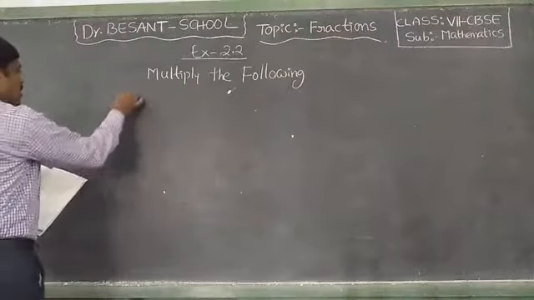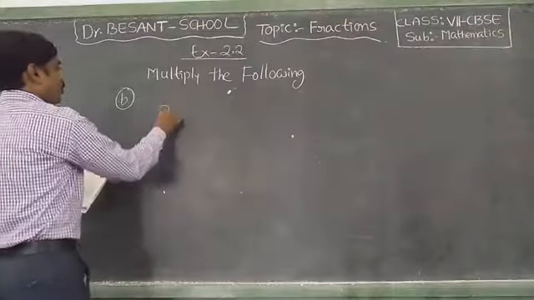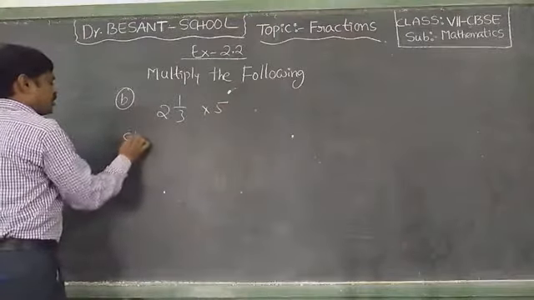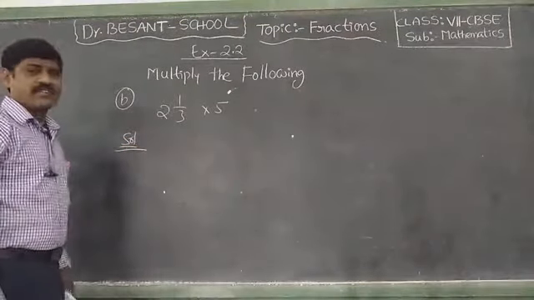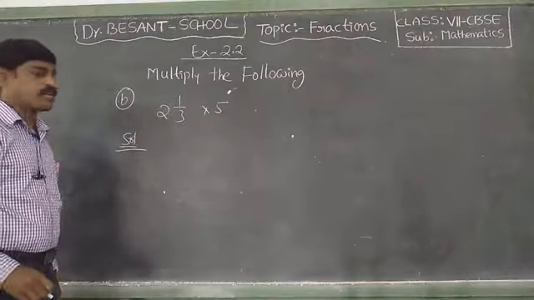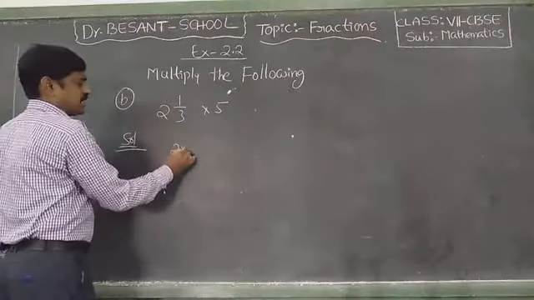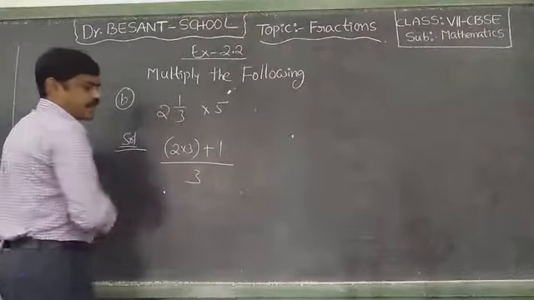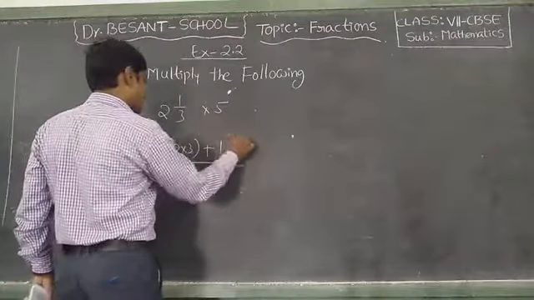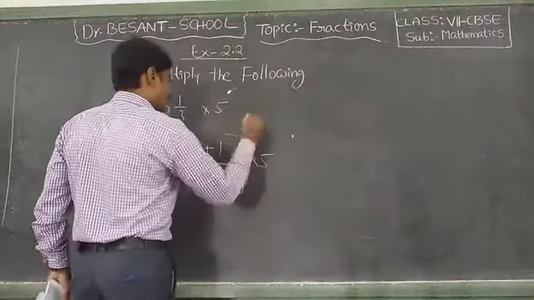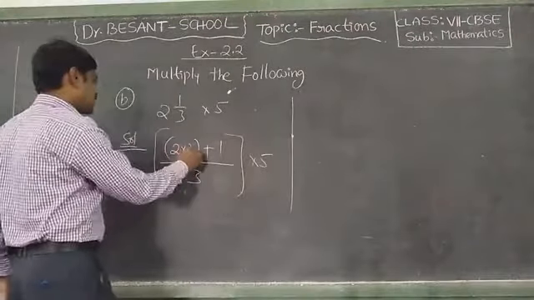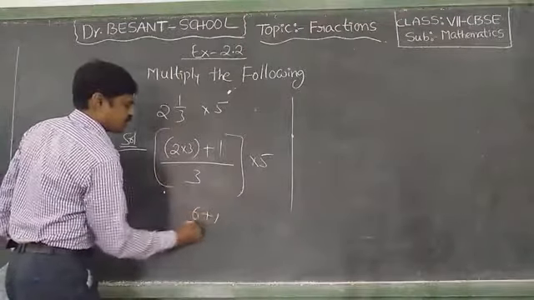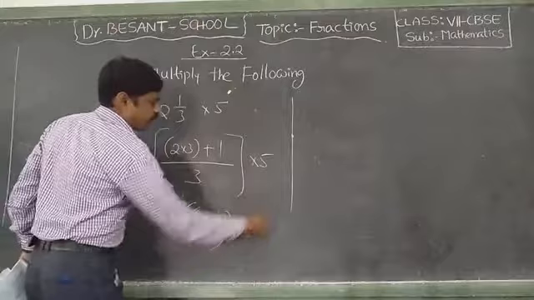Next, B, 2 and 1 by 3 into 5. Observe here, this is a mixed fraction, we have to convert it into an improper fraction. 2 3s are 6 plus 1 by denominator 3 only. So this one into 5. Now 2 3s are 6 plus 1, 7 by 3.